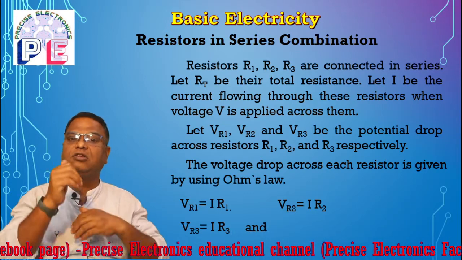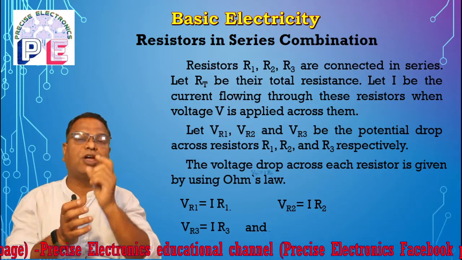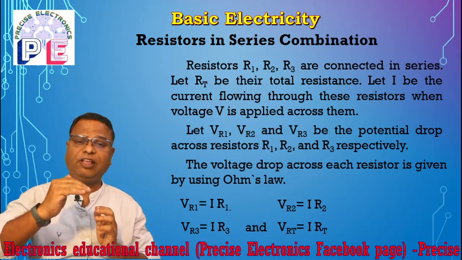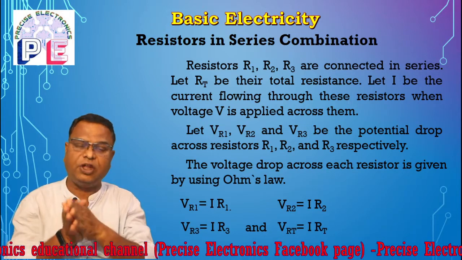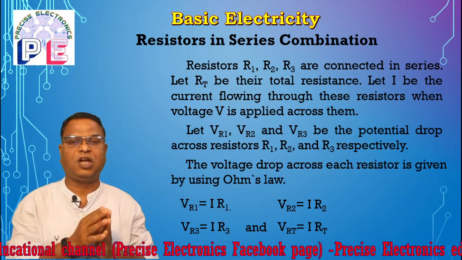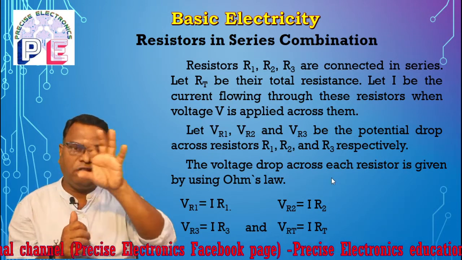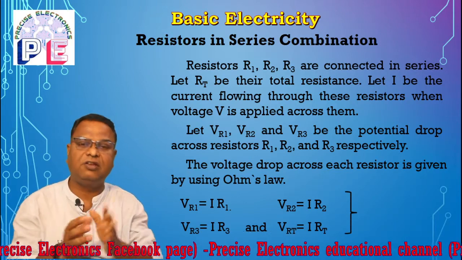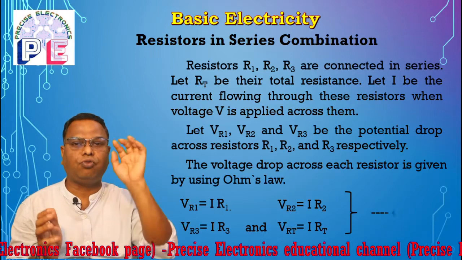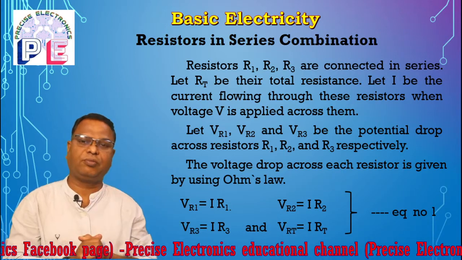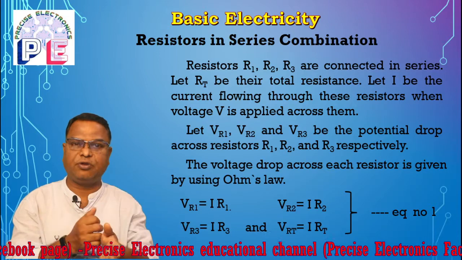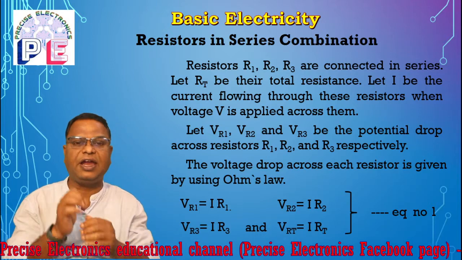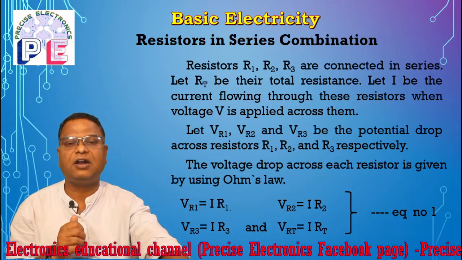And obviously VRT, that is the potential drop across the total resistance, is equal to IRT, where RT is the total resistance. So all these equations, that is VR1, VR2, VR3 and VRT, are considered as equation number 1. So what is equation number 1? VR1 is equal to IR1, VR2 is equal to IR2, VR3 is equal to IR3 and VRT is equal to IRT.